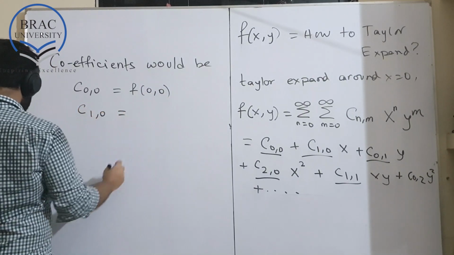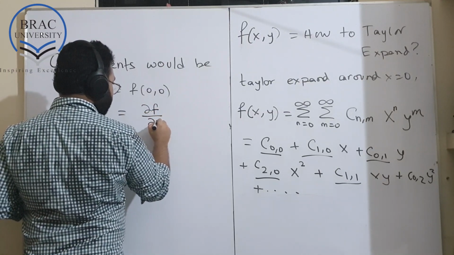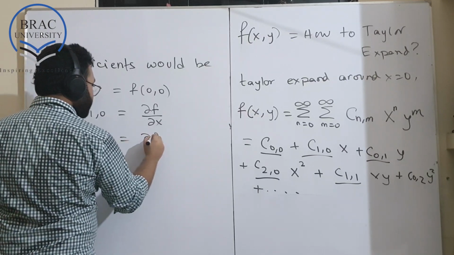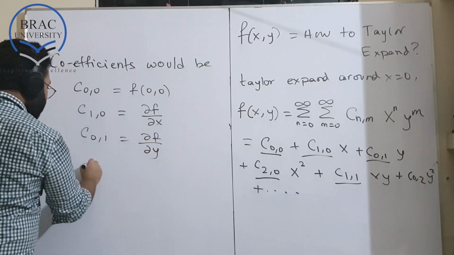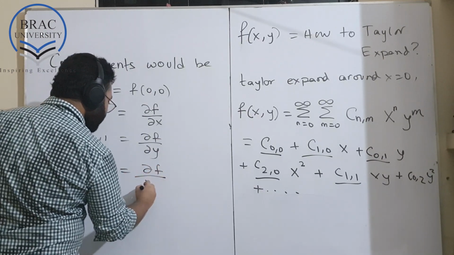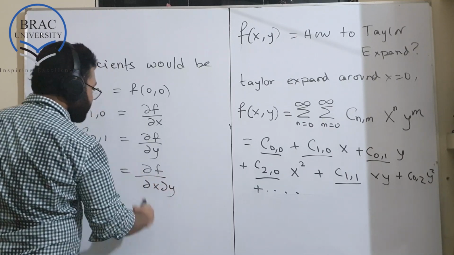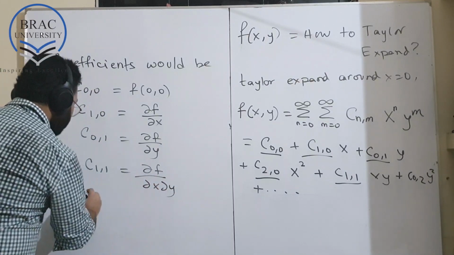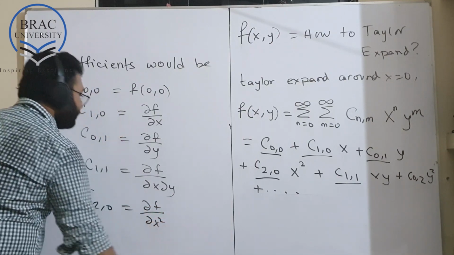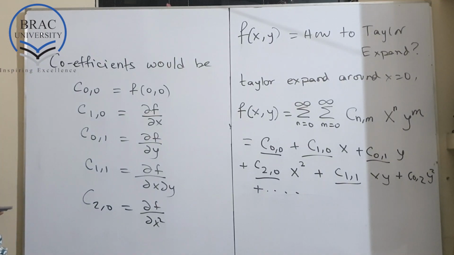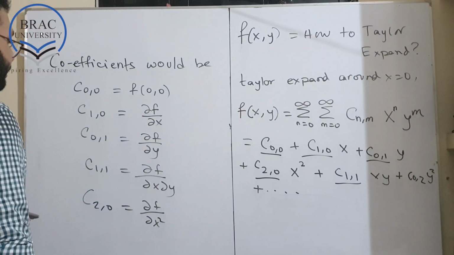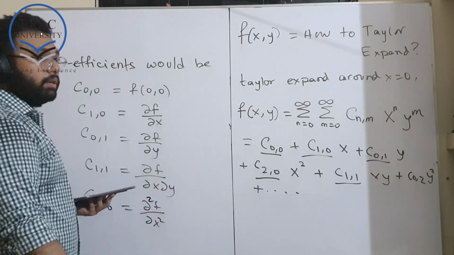c_10 would be the first partial derivative with respect to x, and c_01 would be the partial with respect to y, and c_11 would be partial with respect to x and partial with respect to y. Similarly, c_20 would be the partial with respect to x squared, or the second partial derivative.